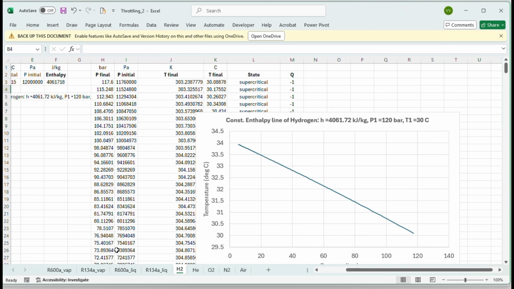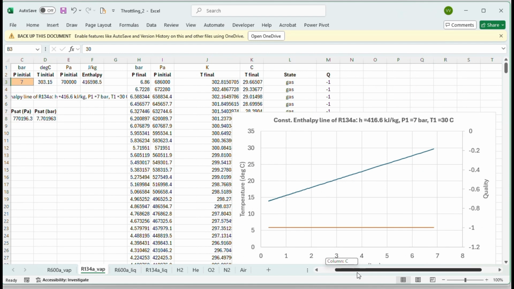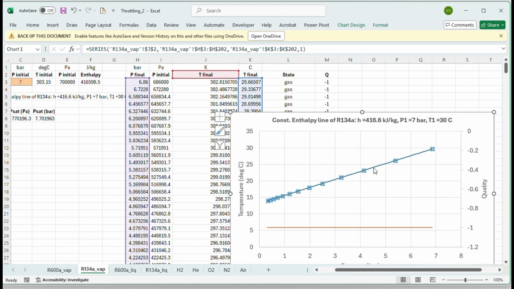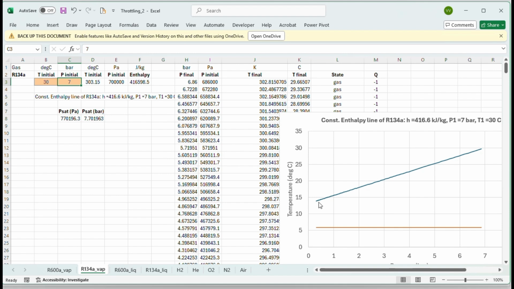Now let's look at real refrigerants, R134A. You don't really need really high pressures. You're using low pressures for them to be in vapor. So you can see that a drop from 7 bar, a very small change in pressure, gave you a big drop in temperature. There's a big drop in temperature. 7 bar to 1 bar, you went from 30 to 15.